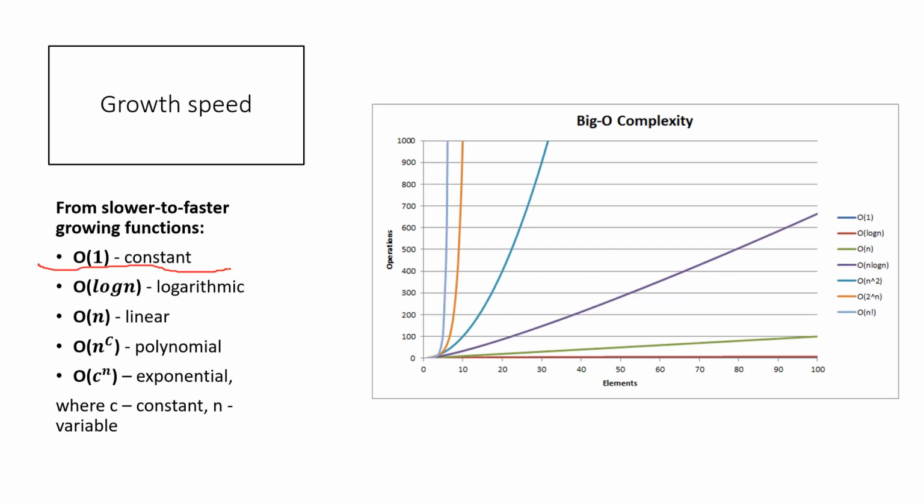This one is a constant. Big O of log n is logarithm time complexity. Big O of n is linear, and this one, big O of n power of c, is polynomial time complexity. Actually, big O of n, which is linear, is like a special case of the polynomial time complexity because it is like big O of n power of 1. And the last one, big O of c power of n, is exponential. So c is a constant, n is a variable. It's like the size of our input.